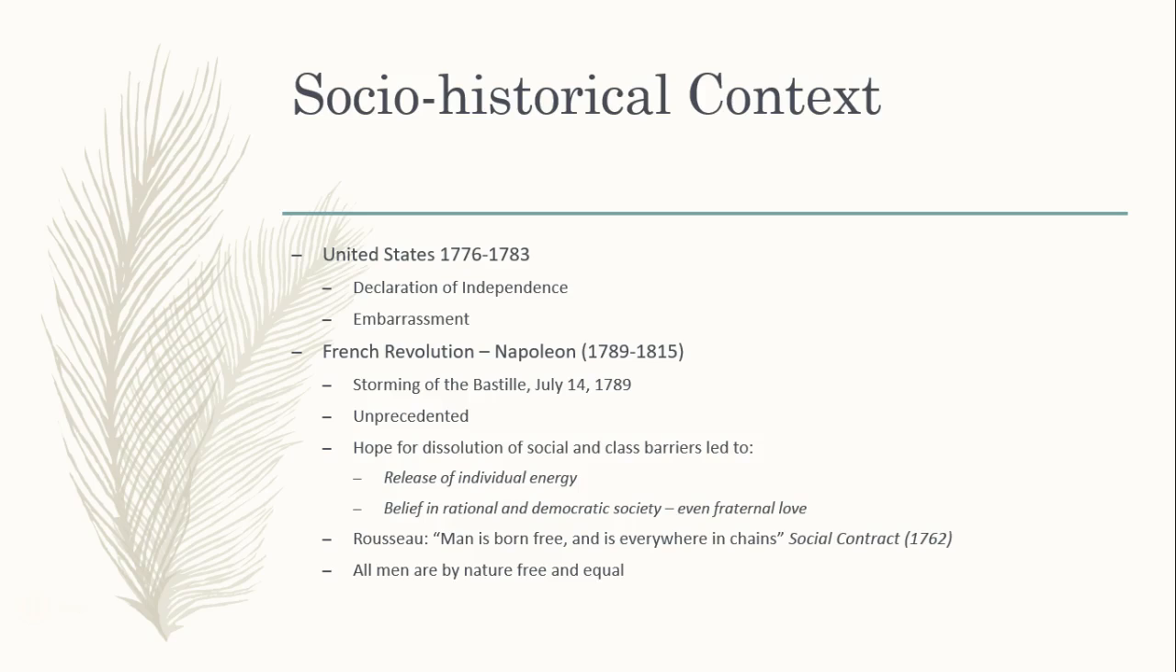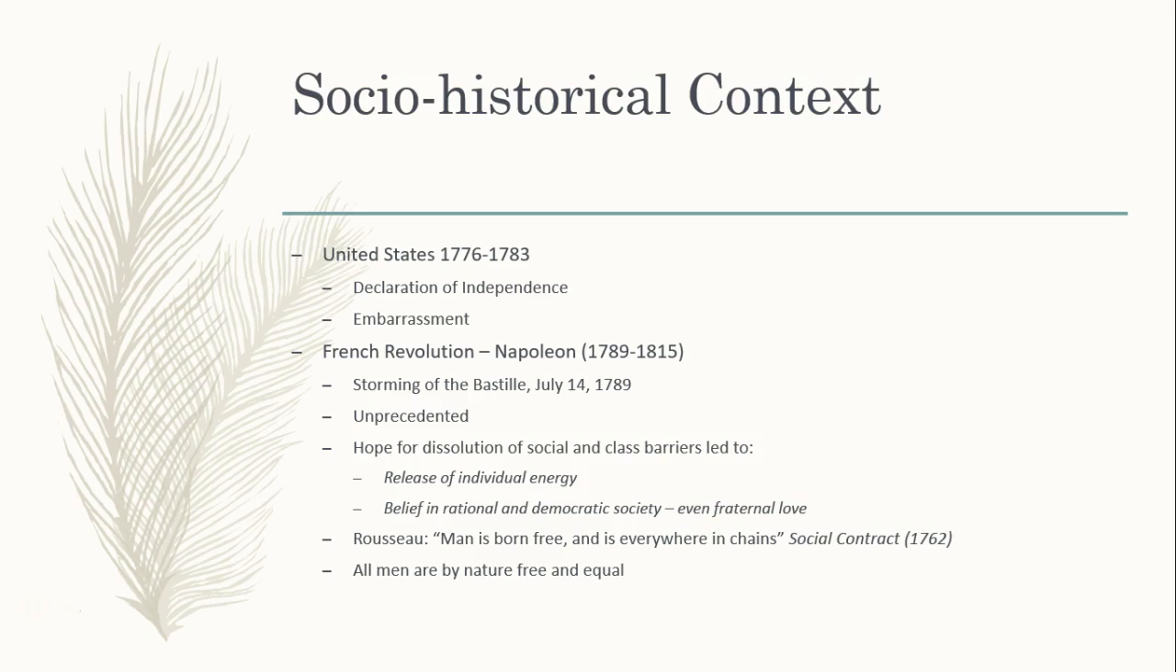The revolution led to great, great hope for the dissolution of social and class barriers. There was this incredible release of individual energy where suddenly people felt that they could be an individual, they could succeed, they could move forward, perhaps have a different life than their parents had had. There was a strong belief in a rational and democratic society, even fraternal love. This was the core of the French Revolution. As the philosopher Jean-Jacques Rousseau said, man is born free and is everywhere in chains, and that is what they were trying to break, those chains.